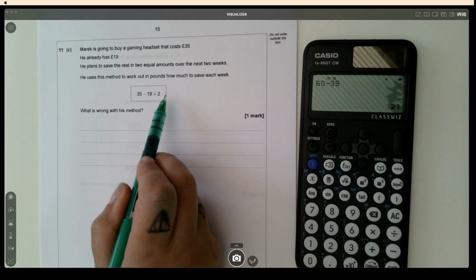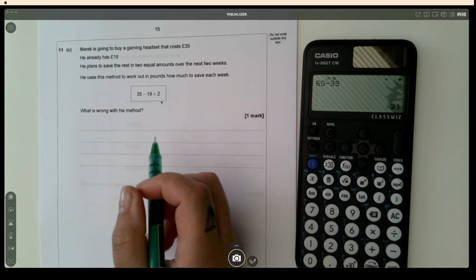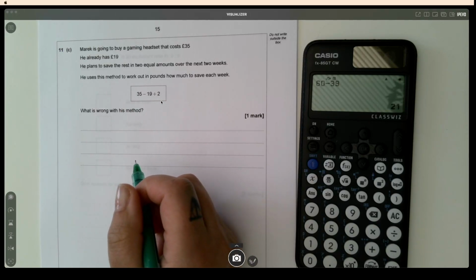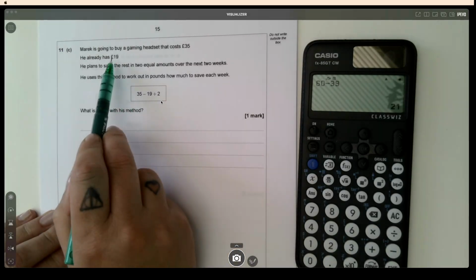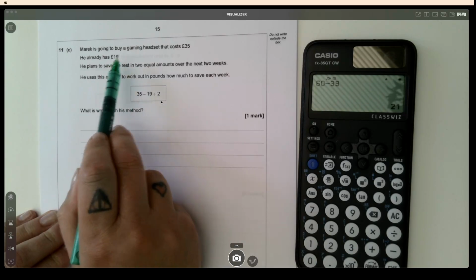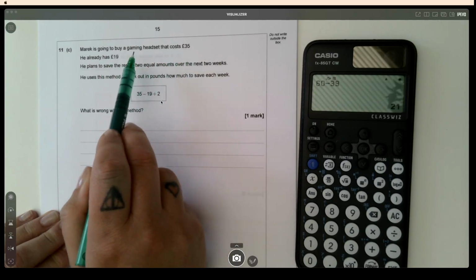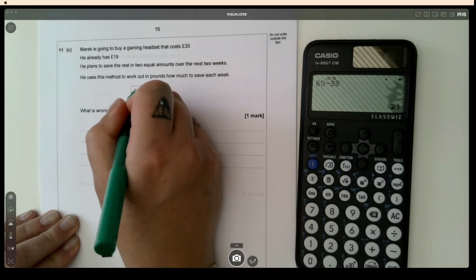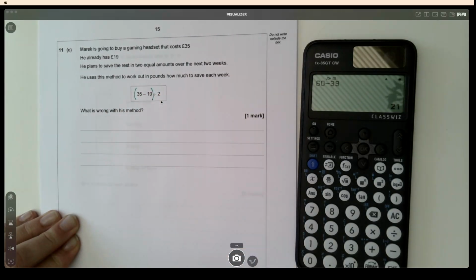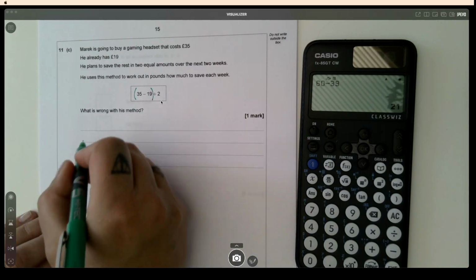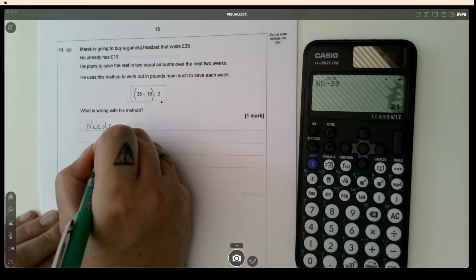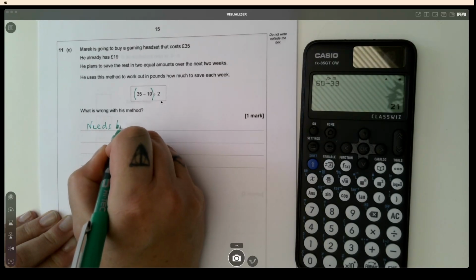So what's wrong with his method is he hasn't taken into account order of operations. So what he's wanting to do is subtract the £19 that he already has from 35 and then split it into 2 equal parts. So what we should have is a pair of brackets there so that he subtracts the £19 that he has before he then divides by 2. So needs brackets.